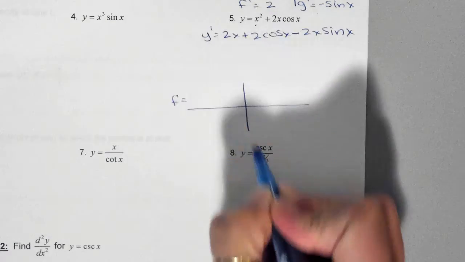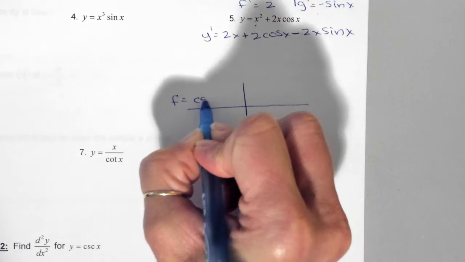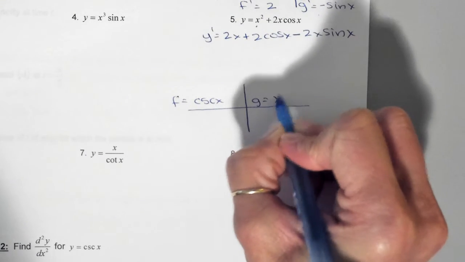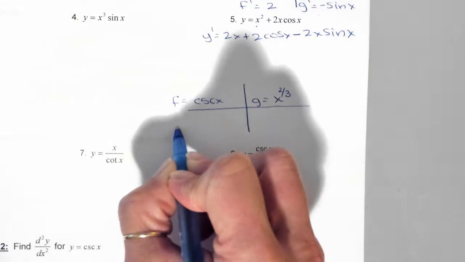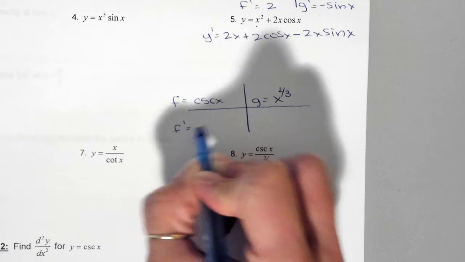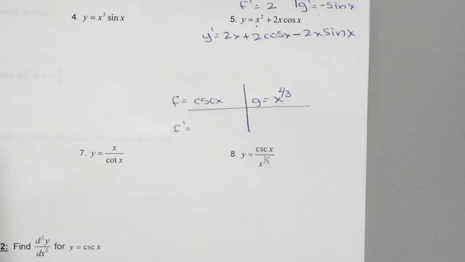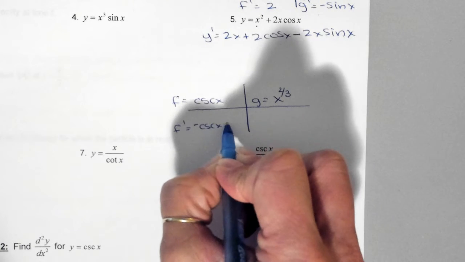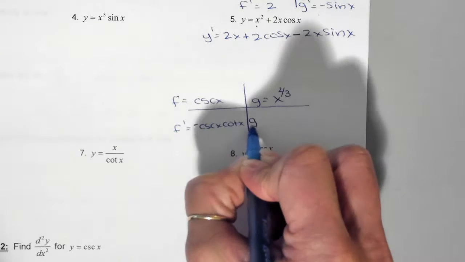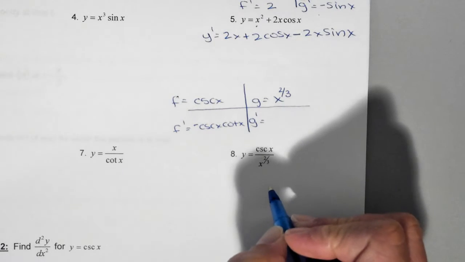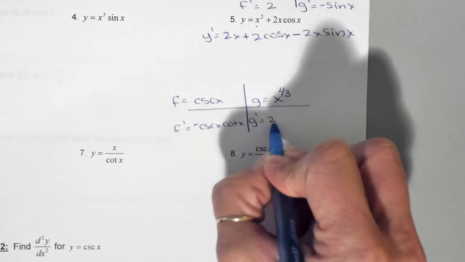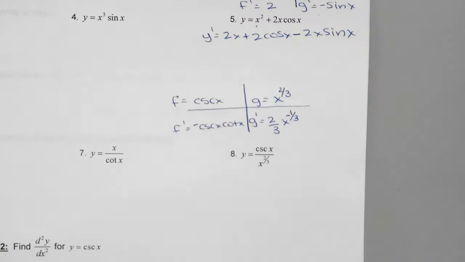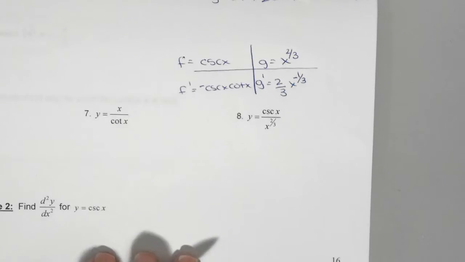Okay, we've got f is equal to the cosecant of x, and then g is x to the 2/3. So f prime, what is f prime? Negative cosecant x cotangent x, and then g prime, 2/3. I heard negative 1/3. Is that right? Yep. Okay. So that's my setup, and I'm ready to go.